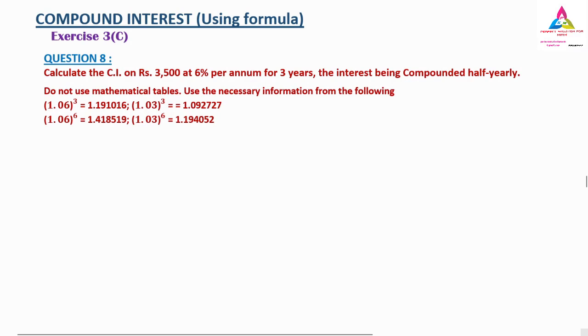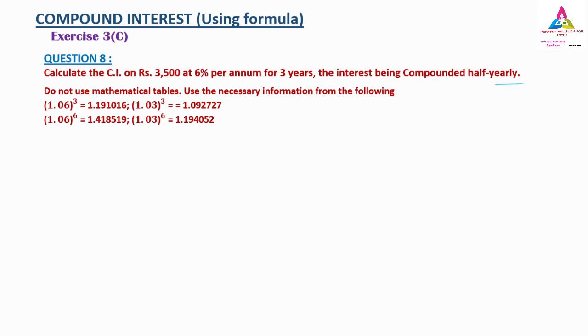Today we are going to learn the ICSE syllabus, class 9 mathematics, compound interest using the formula method. Exercise 3C, Question number 8. Calculate the compound interest on rupees 3,500 at 6% per annum for 3 years, the interest being compounded half yearly. So this is the question.